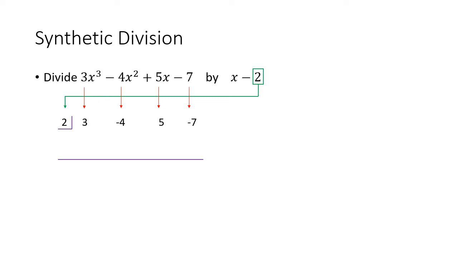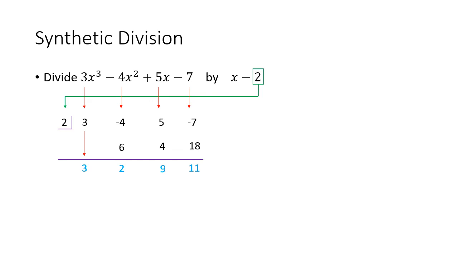Now, this line here is basically an addition line. We're going to take the first coefficient and bring it down underneath the line, and it's 3. Then we multiply the 2 times the 3, just like we did in nested form, and put that answer, 6, there. Then we take the negative 4 and add it to 6, and we get 2. Then we multiply 2 by 2 and get 4. Then we add 5 and 4 and get 9. Then 2 times 9 is 18. Negative 7 plus 18 is 11.